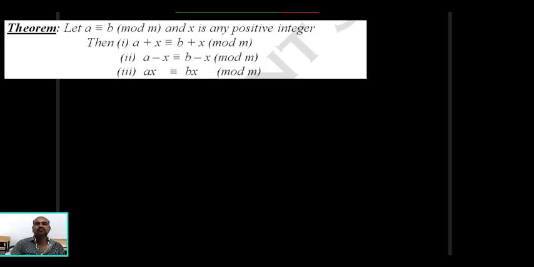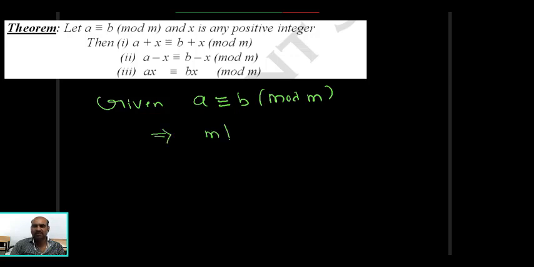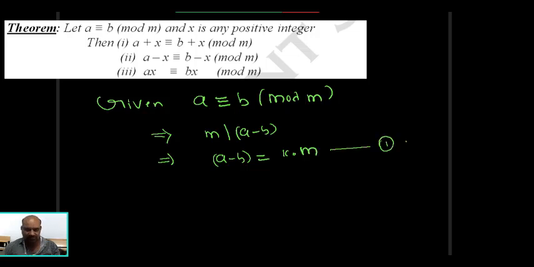Okay. First of all, what is given? I will write given: A is congruent to B modulo M. What does it mean? M divides A minus B. What is the meaning of that? There exists an integer k so that A minus B equals that integer times M. This is the one. In other words, M divides A minus B.